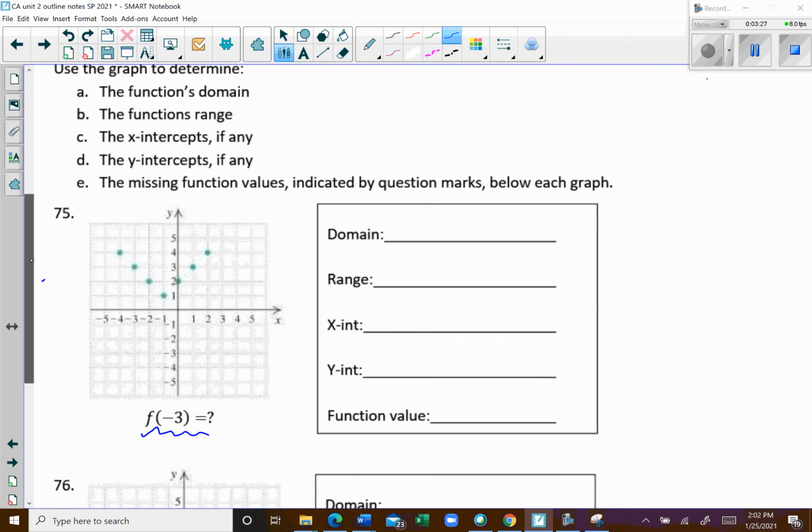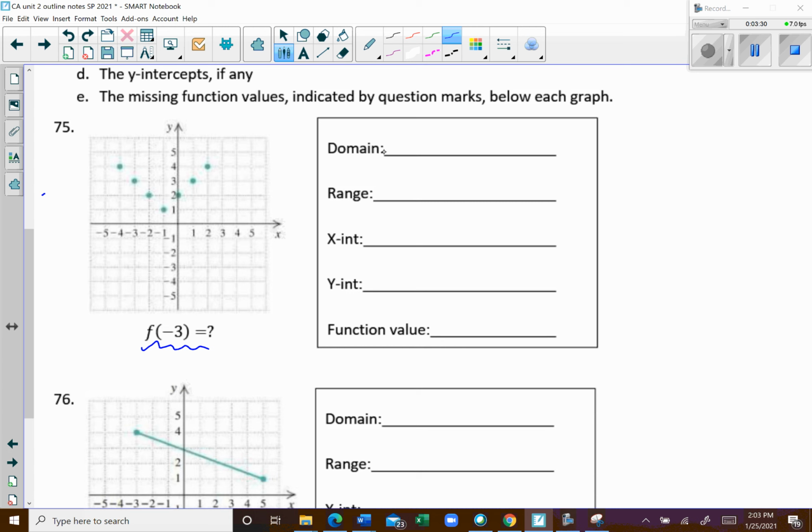Okay, so the first one they're asking you for our domain. Remember, domain is just a fancy way of asking you for the x values of your ordered pairs. So we should have negative 4, negative 3, negative 2, negative 1, 0, 1, 2. Those are all our x values, our domain values. Then our range values look like we go from 1, to 2, to 3, to 4. Some of those ordered pairs have the same value twice, but you don't need to list it twice. So 1, 2, 3, 4.